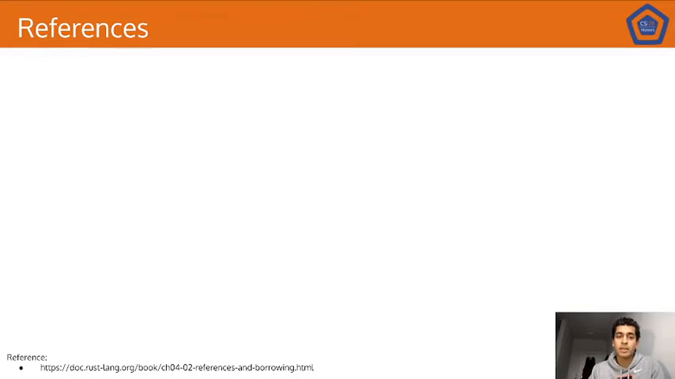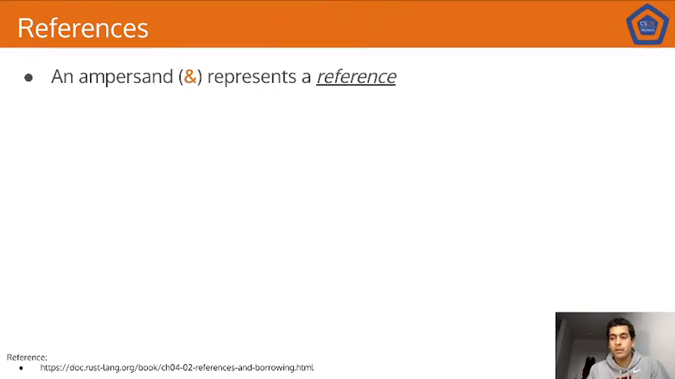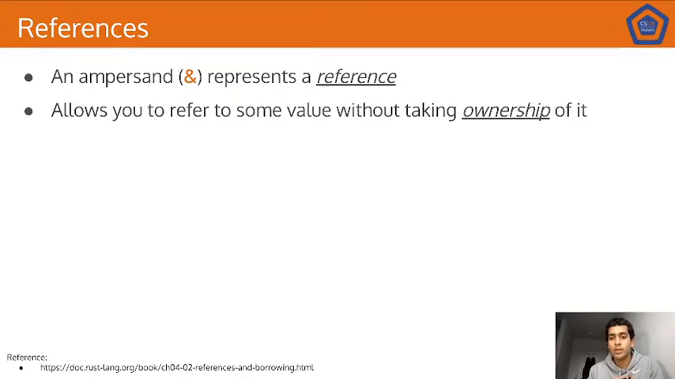So in Rust, an ampersand represents a reference, similar to C++, and references allow you to refer to some value without taking ownership of it. They allow you to use it, to look at it, potentially manipulate it. We'll get more into that in a bit, but the original owner does not lose ownership. That's a big distinction.